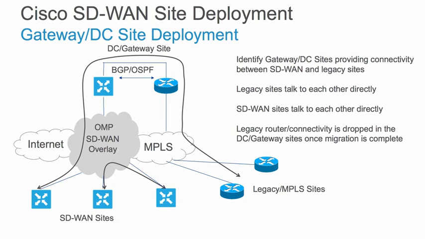Step 4. During the migration, traffic between the SD-WAN sites will go directly from site to site, whereas traffic going from an SD-WAN site to a legacy site will be routed through the gateway or data center location. And finally, once the migration is complete, the legacy routers can be removed from the environment.